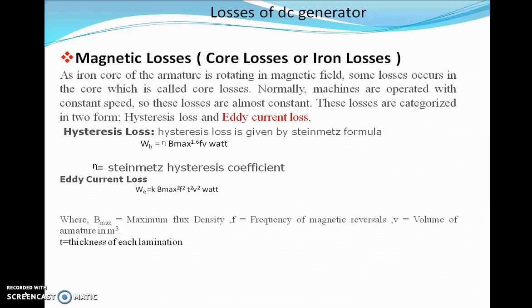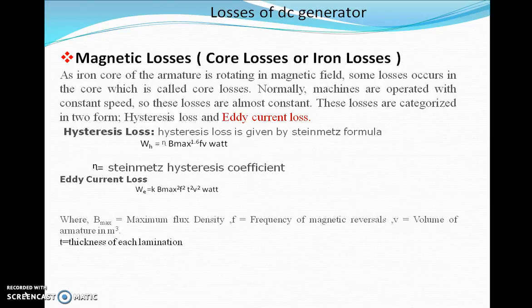The hysteresis loss is given by the Steinmetz formula. Based on this, Wh is the hysteresis loss, which is equal to eta Bmax to the power 1.6 F V watts, where V is the volume of the core, eta is the Steinmetz coefficient, Bmax is the maximum flux density, and F is the frequency. So, the loss depends upon the volume and grade of iron and the maximum flux density.